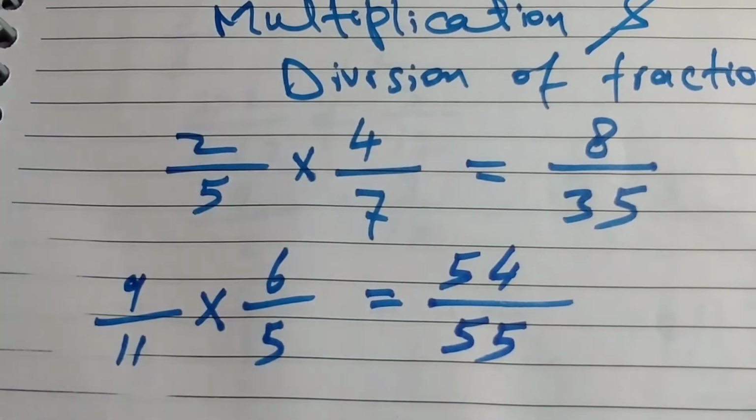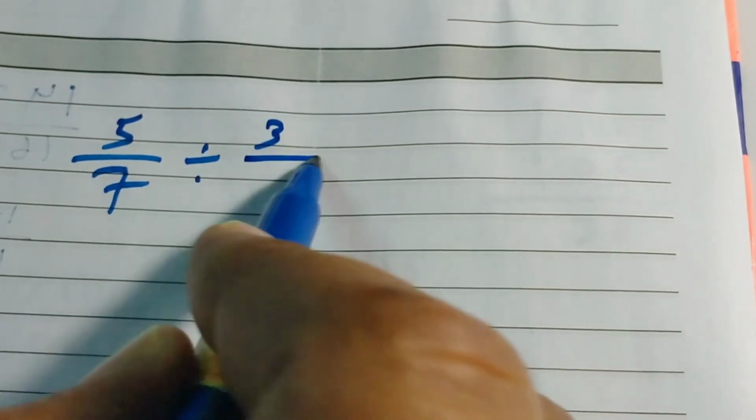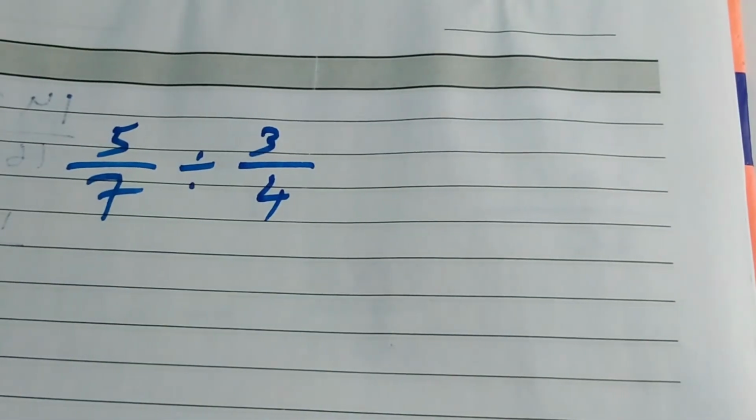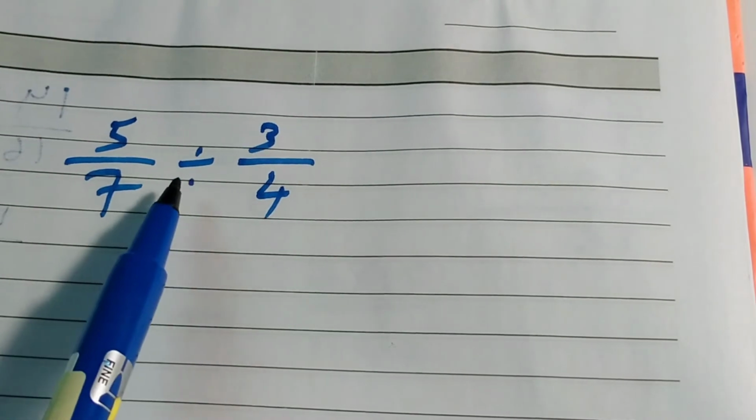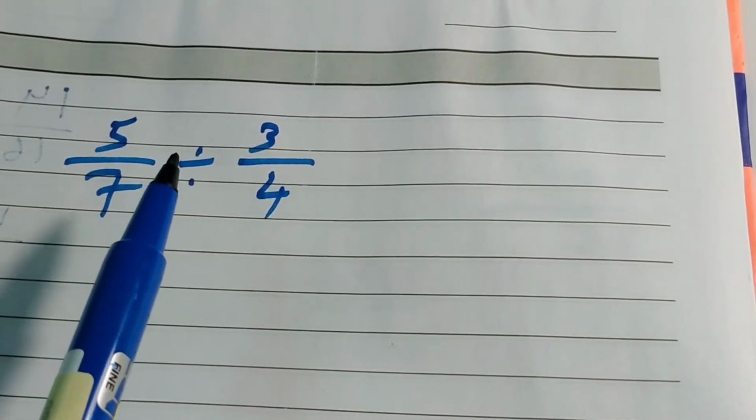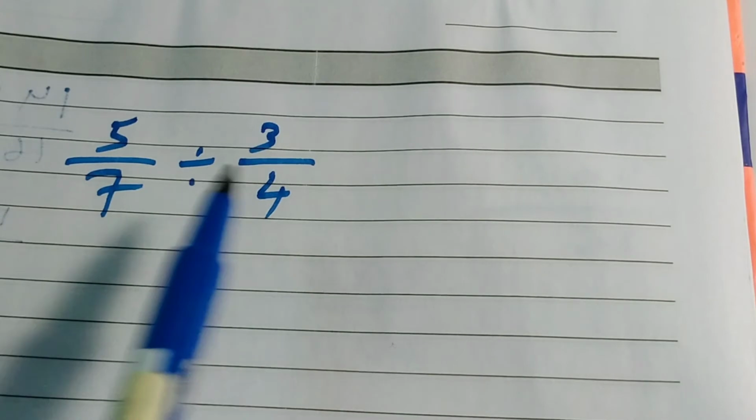So now we will try to learn the division of fractions. So division is a little bit different, but you will see it will be very easy. And the question is 5 over 7 divide 3 over 4. So it is division. So that division directly you cannot solve. You have to change division into multiplication. How to change? Let's see.